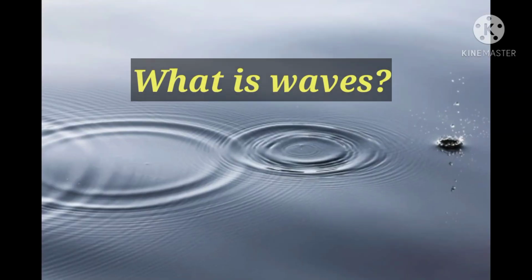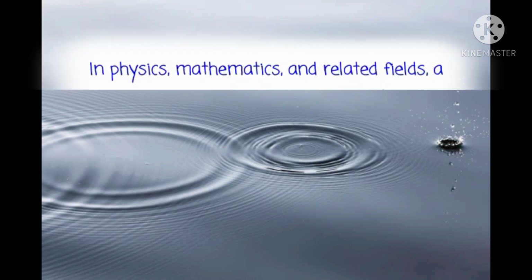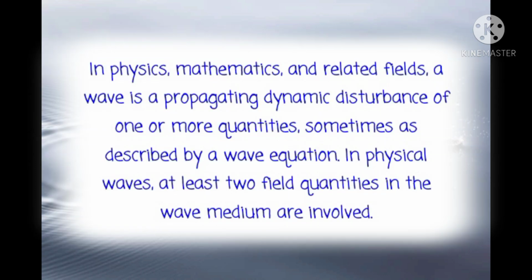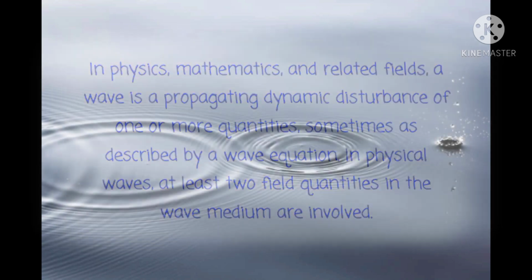What is a wave? In physics, mathematics, and related fields, a wave is a propagating dynamic disturbance of one or more quantities, sometimes as described by a wave equation. In physical waves, at least two field quantities in the wave medium are involved.